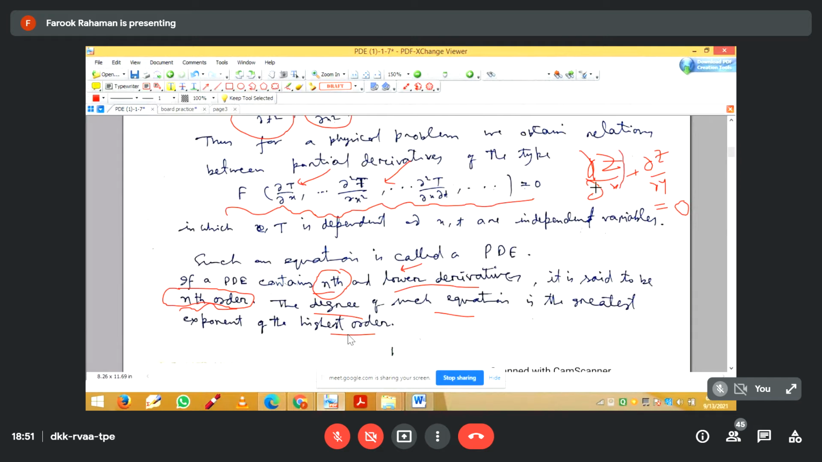But if you take this one, now this is a first order differential equation, but not first degree. That is a partial differential equation of higher degree, a non-linear partial differential equation. The degree is 2, but the order is first. In this way we can easily distinguish whether a partial differential equation is first order, second order or third order, or first degree, second degree, or third degree, etc. It's very easy.